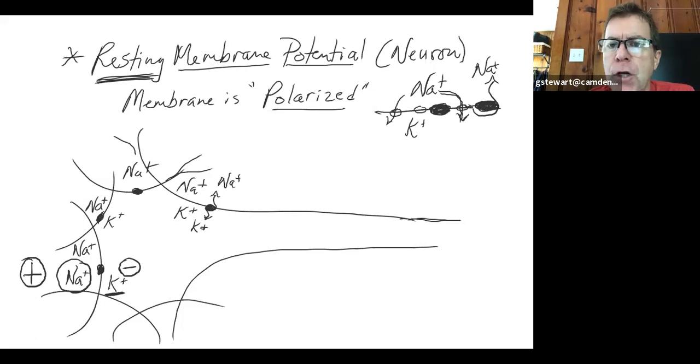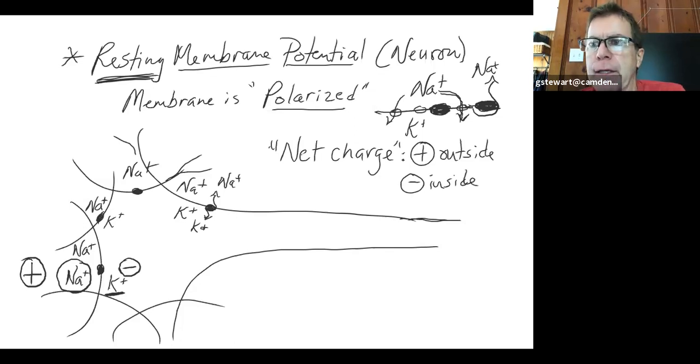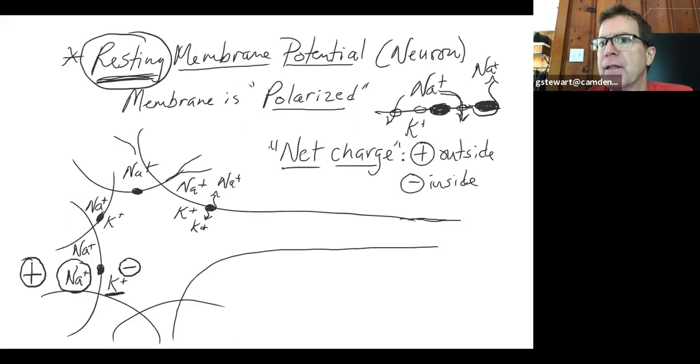And when we compare the two, what we say is the net charge along the membrane at rest is positive outside and negative inside. The reason we say that is just because we're comparing the two sides to each other. So the net charge during rest of this cell is positive out, negative in. That's because there's a high concentration of sodium ions out here and a high concentration of potassium ions in here. And that pump is what creates it.